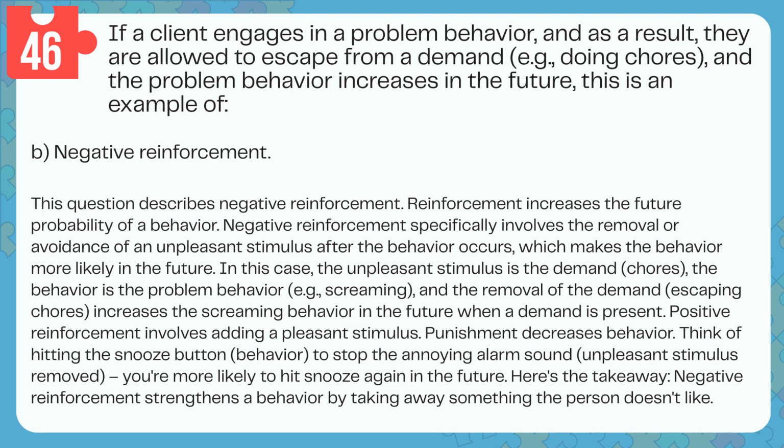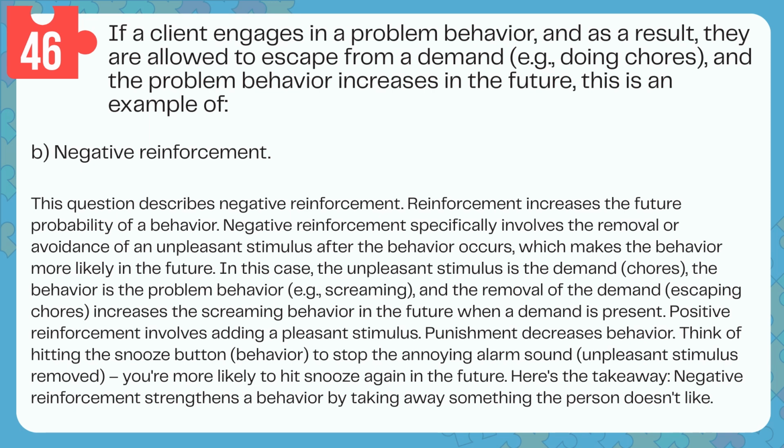Reinforcement increases the future probability of a behavior. Negative reinforcement specifically involves the removal or avoidance of an unpleasant stimulus after the behavior occurs, which makes the behavior more likely in the future. In this case, the unpleasant stimulus is the demand, chores. The behavior is the problem behavior, example, screaming, and the removal of the demand, escaping chores, increases the screaming behavior in the future when a demand is present.